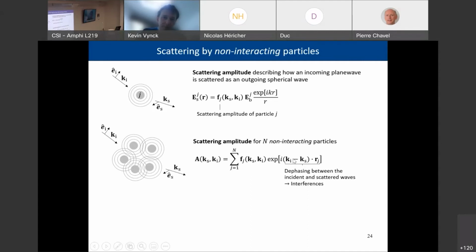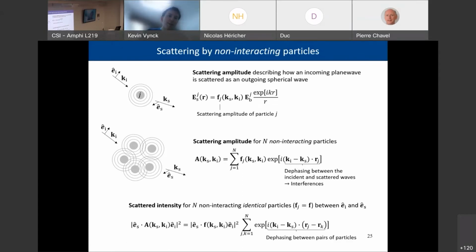It's a phase term, where you have here the difference between the incident and the scattered wave vectors, and the scalar product with the position of the particles. Again, this is a dephasing. Since we are dealing with a coherent process, we have to take this dephasing into account. So here I have a definition of scattering amplitude, and if I want to have a scattered intensity for the system, I just need to take the norm square of this quantity.